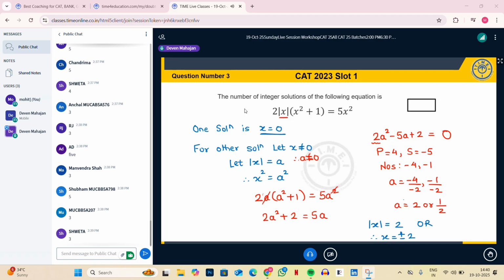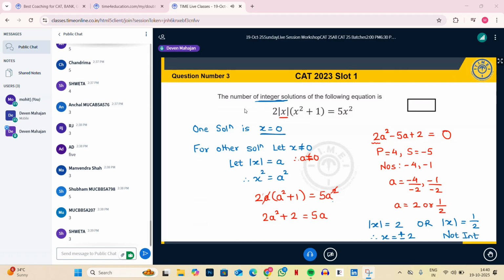सेकेंड केस में mod x बन जाएगा हाफ. a अगर हाफ है तो mod x is half. So x will be plus or minus half, but we are looking only for integer solutions. So plus half या minus half is not an integer solution. तो यहां पे आपको कोई integer नहीं मिलेगा.